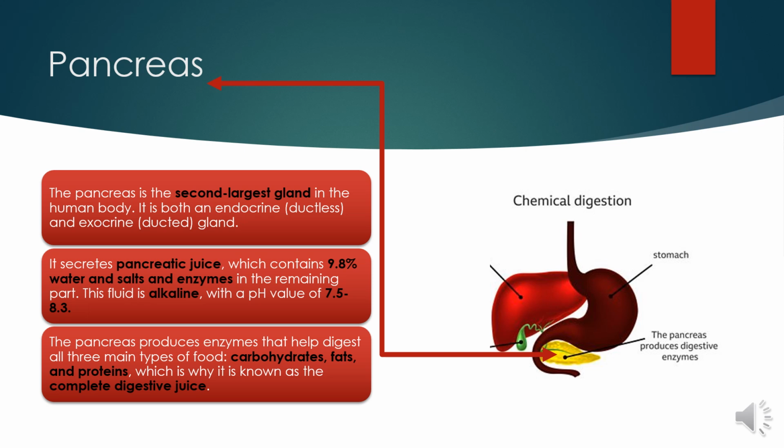The pancreas produces enzymes that help digest all three main types of food: carbohydrates, fats, and proteins, which is why it is known as the complete digestive juice.